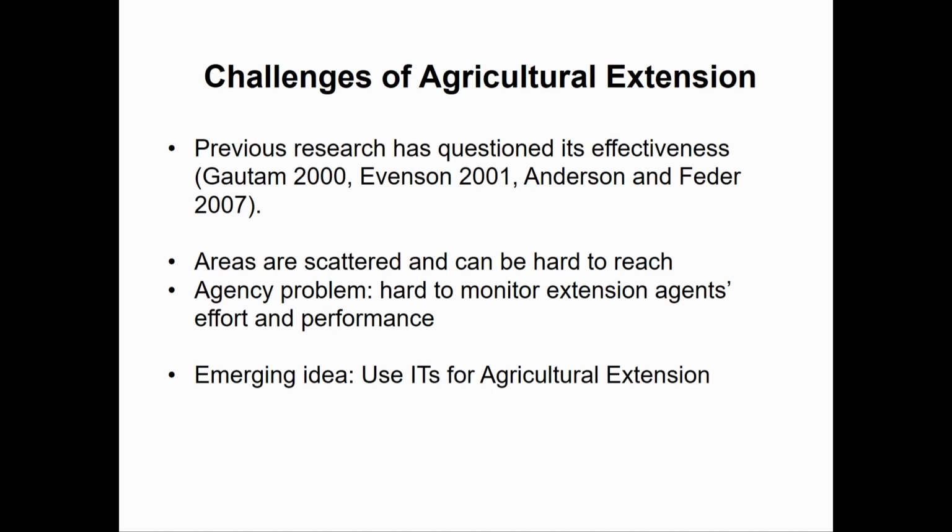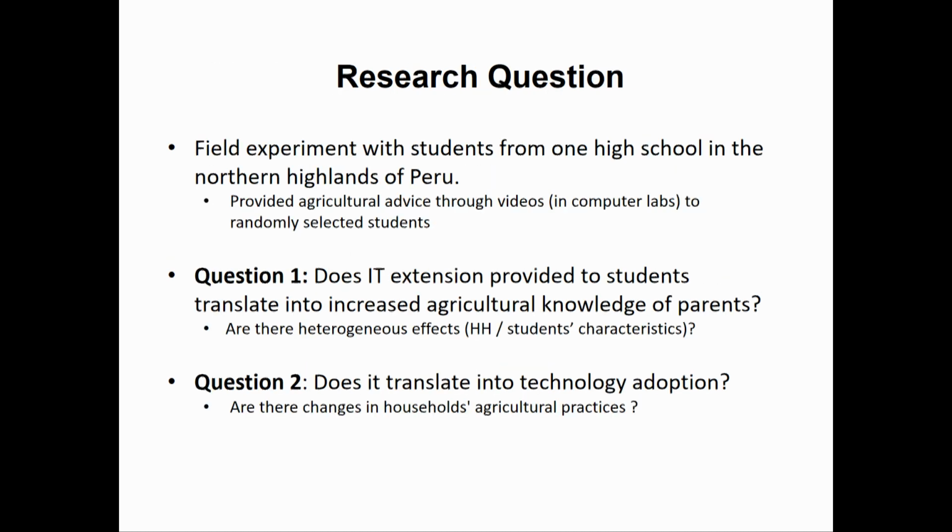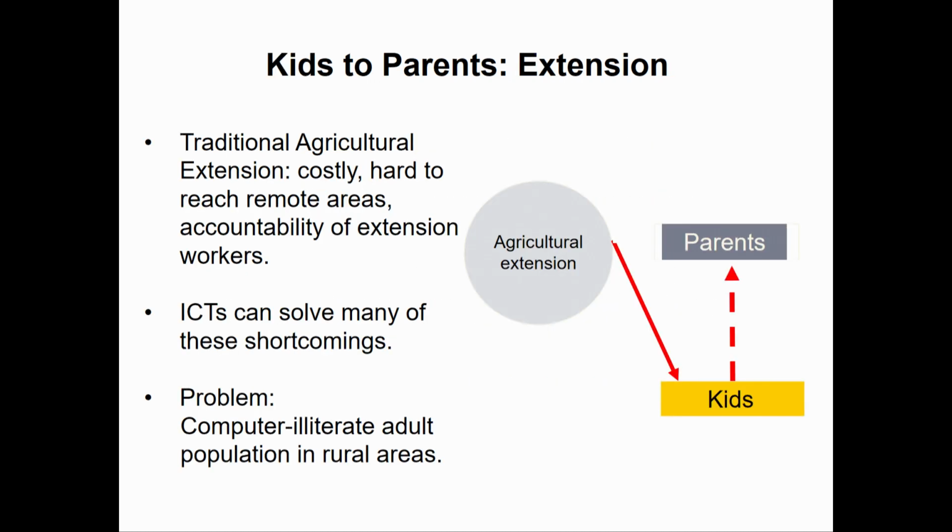This is to try to resolve these issues of extension by going to even more sophisticated things that kids can do. The idea was to test if IT extension provided to students translates into increased agricultural knowledge for parents, and how much it translated into adoption. Basically, the idea was to do extension through the kids and then influence parents. In India, they did this empirically in several cases, also in other regions. But this is a formal randomized control trial to test something which has a very easy way of doing external validity because it's very simple to replicate.